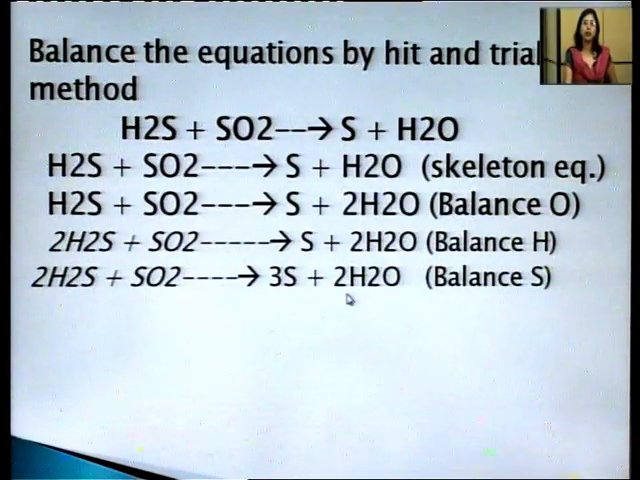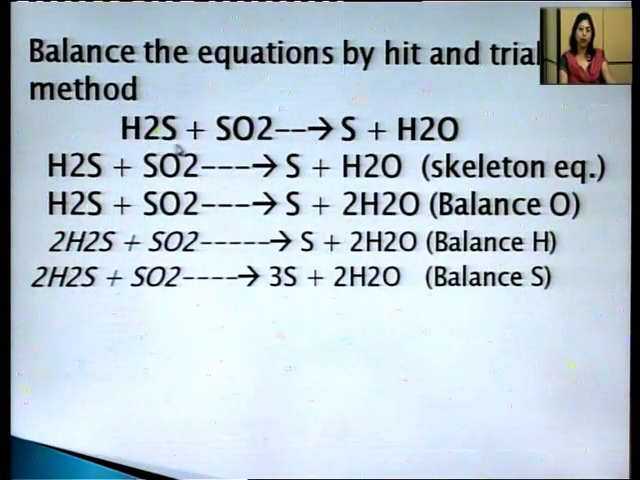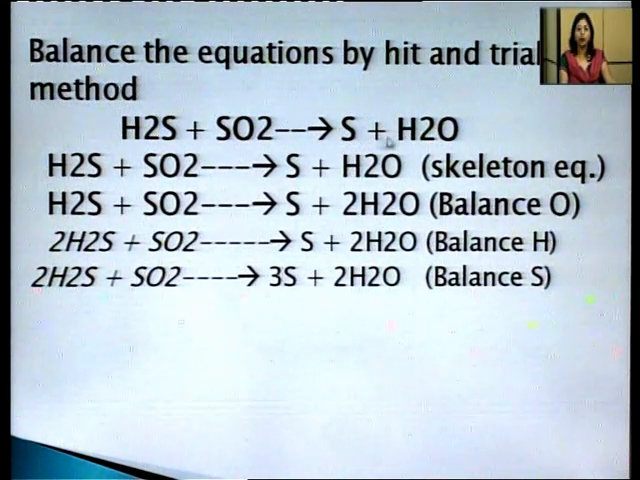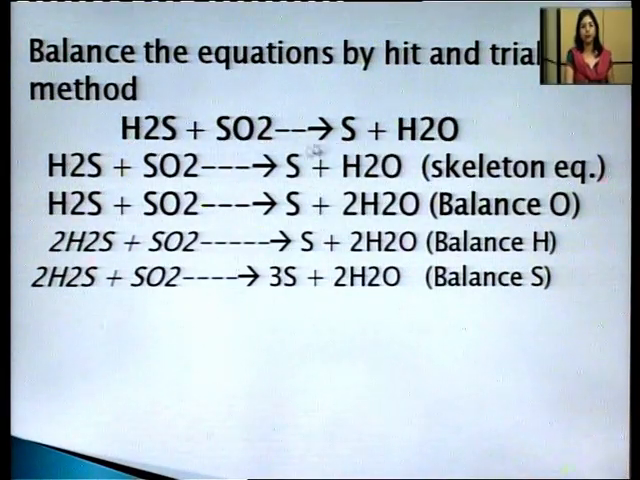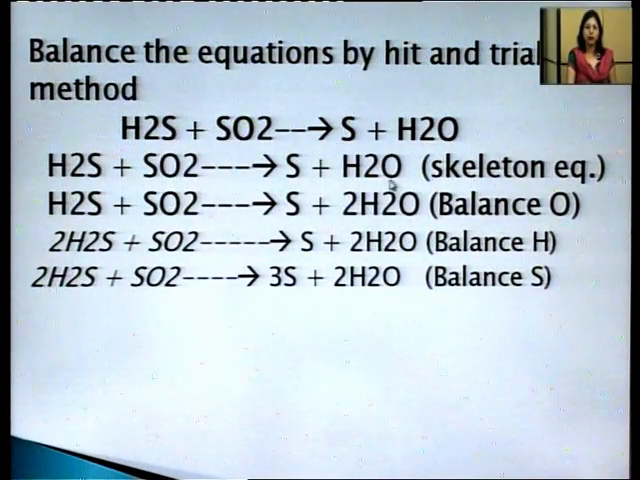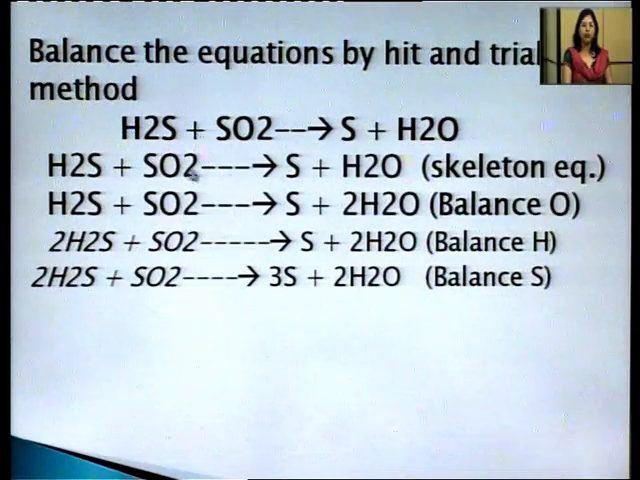Now let us balance some equations by the hit and trial method using all these rules. First equation is H2S plus SO2 changing into sulfur plus water. This is an unbalanced equation and we have to balance it by using the hit and trial method. In the first step, write down the skeleton equation, means you have to write the equation as it is in the unbalanced form.